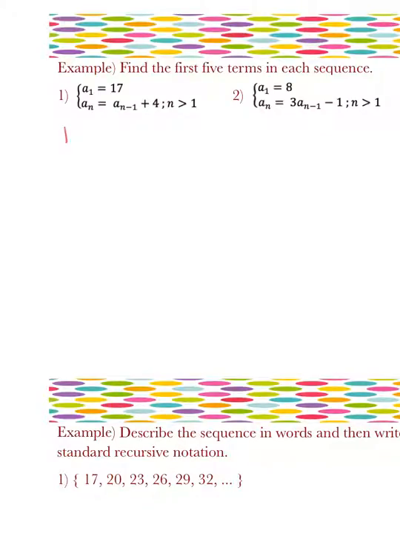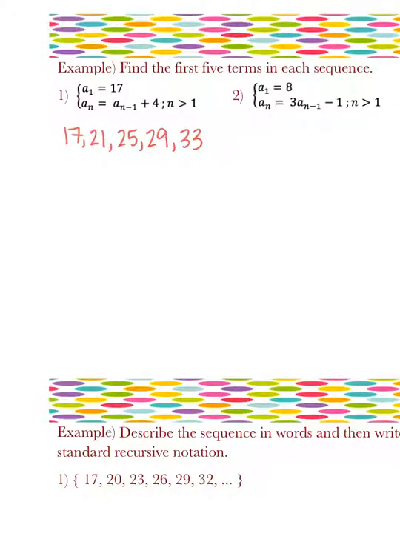So my first term is 17. If I add 4 to 17, I get 21. If I add 4 to 21, I get 25. Next would be 29. And next, if I add 4, I'm at 33. So those are the first 5 terms of the sequence. And let's look at the next one.